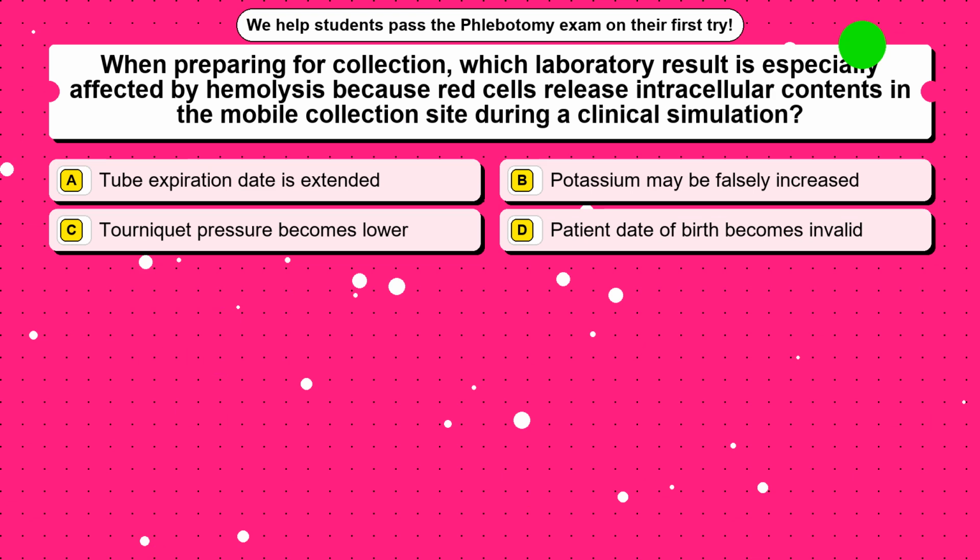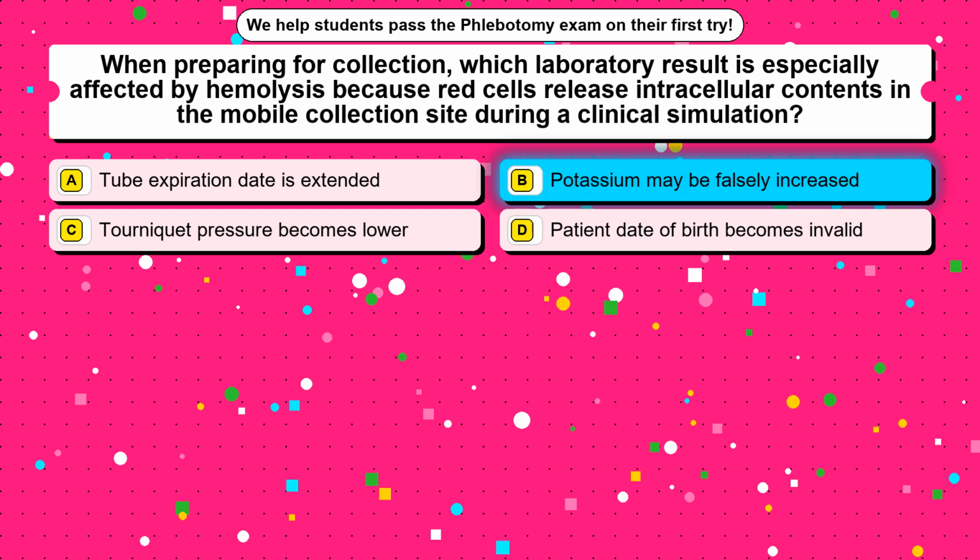Question 42. When preparing for collection, which laboratory result is especially affected by hemolysis because red cells release intracellular contents in the mobile collection site during a clinical simulation? Option A, tube expiration date is extended. Option B, potassium may be falsely increased. Option C, tourniquet pressure becomes lower. Option D, patient date of birth becomes invalid.